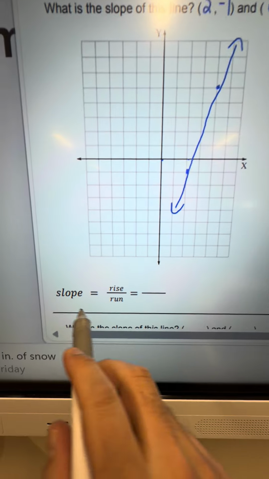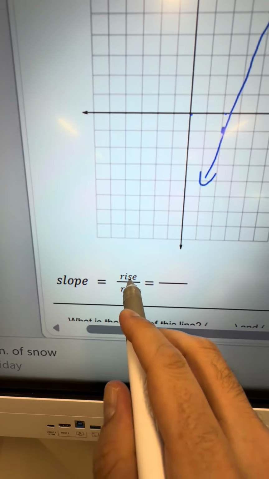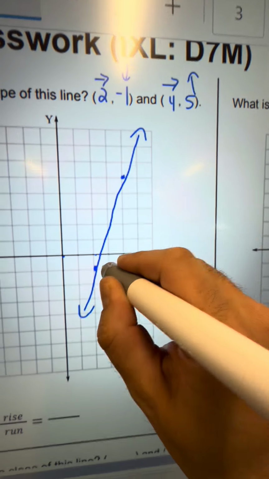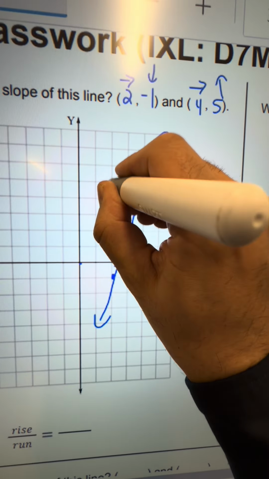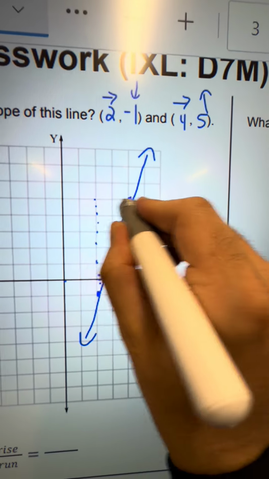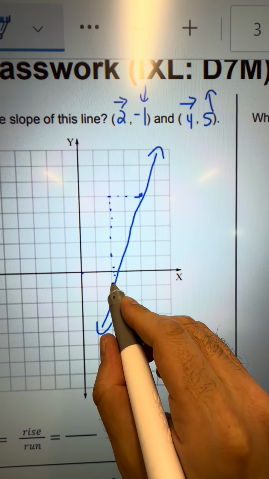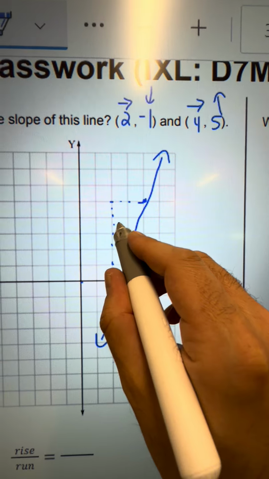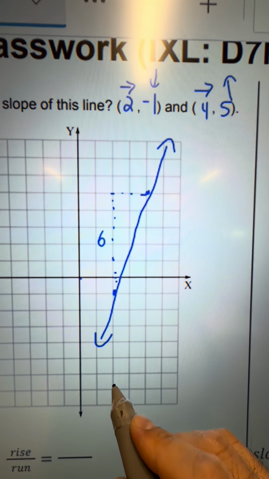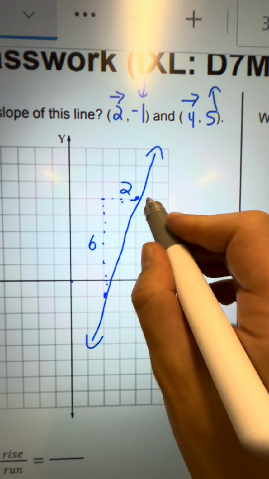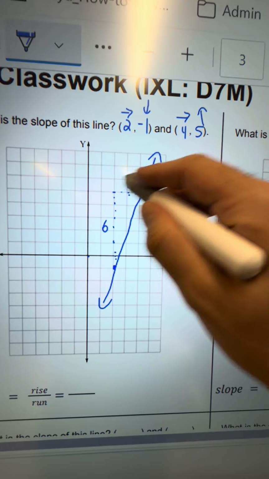And then to help organize your answers, I put down here the slope, which is the ratio of rise to run. So we need to get the rise. So how do I get from this point to this point? I got to go up a certain amount, and the run would be this direction. So up, how much did I go up? Starting here, I moved 1, 2, 3, 4, 5, 6. That's my rise. And then I have to go across 1, 2 units. That's the run. So this is the evidence I'm looking for when you're doing your work.